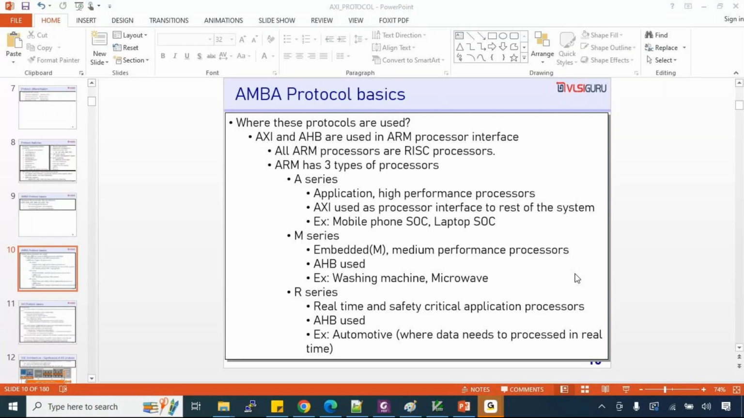Now I hope I'm audible. Okay. Let's understand where these AMBA protocols are used. AMBA protocols are very important. Let's understand the hierarchy where AMBA protocols fit in and why those AMBA protocols are very important for you.